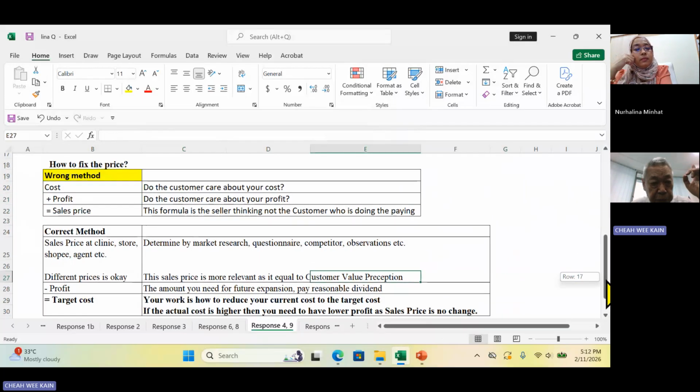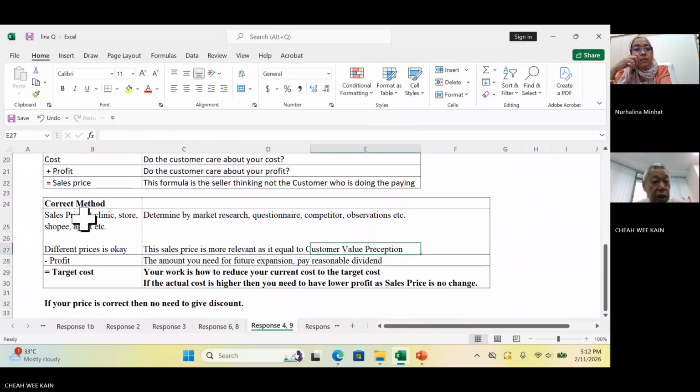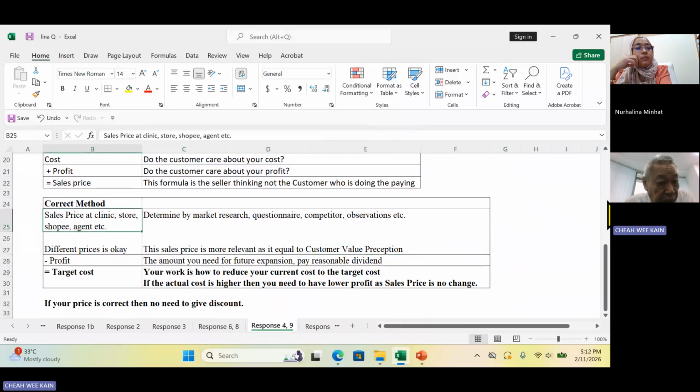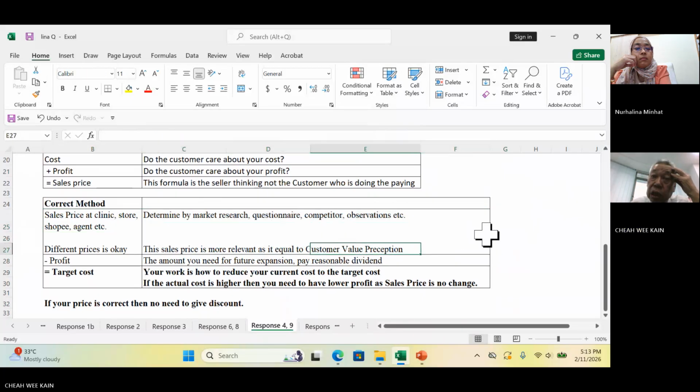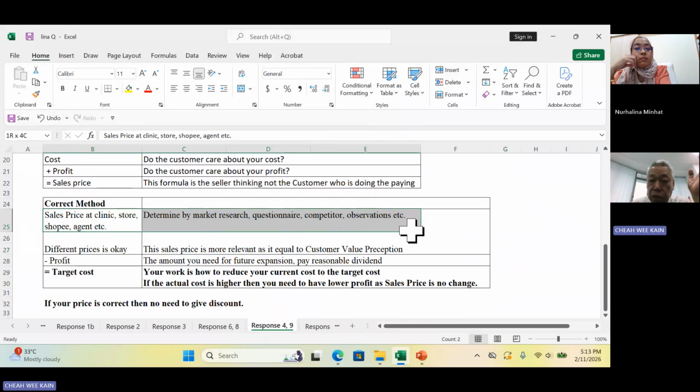Now, what is customer value perception? The correct method for the sales price, whether the price at the clinic, at the store, at Shopee, or agent, you now have to determine by market research, by questionnaire, by competitor observation, what is the price that the customer wants to pay for that particular segment and that particular type of product. This one you want to find out. If you don't find this out, how are you going to do the customer perception? This is what the customer wants to pay. You have no choice.